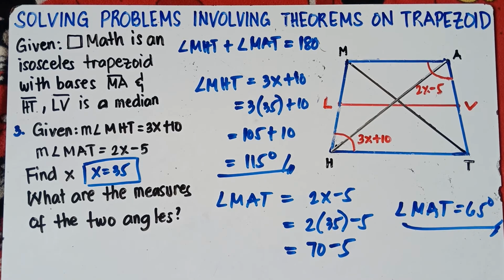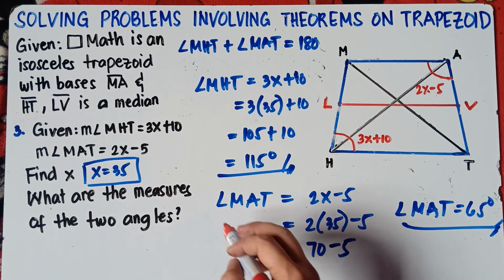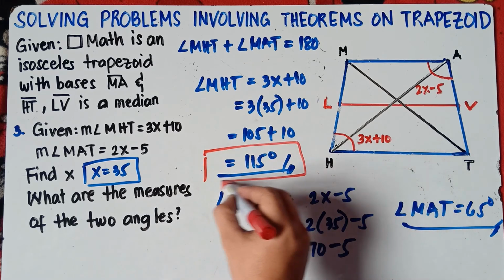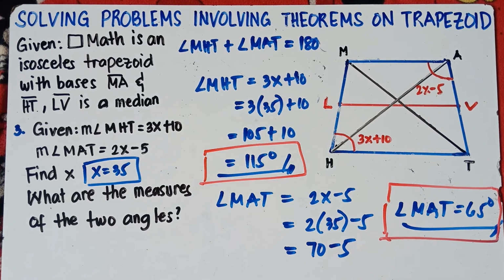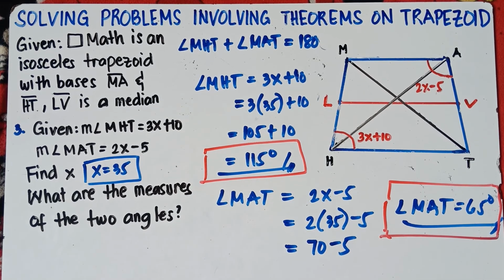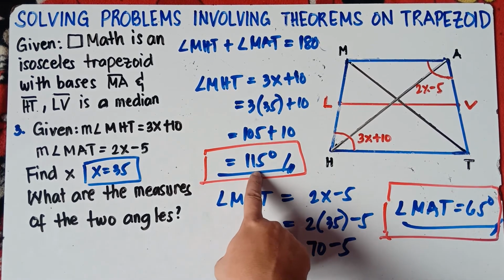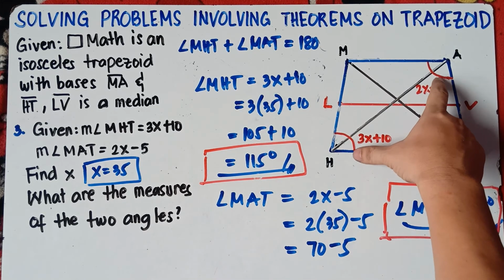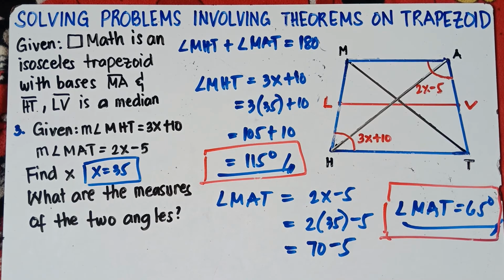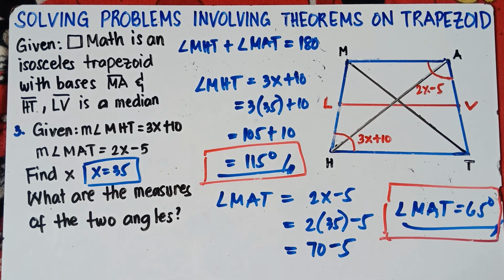That's it, class. MHT is 115 and MAT is 65. All set, class, for number 3. That's how you find the angles. If you add this up, 115 plus 65, you will get 180, because the sum of these opposite angles should be 180 degrees.